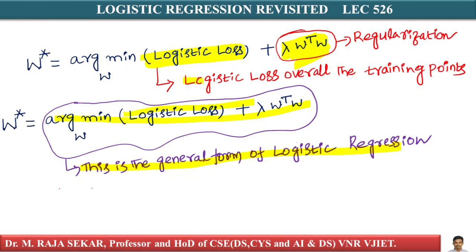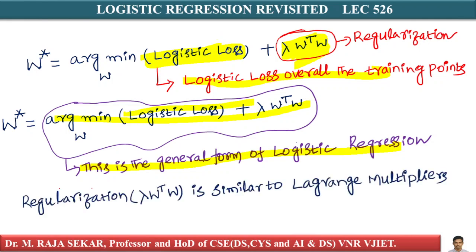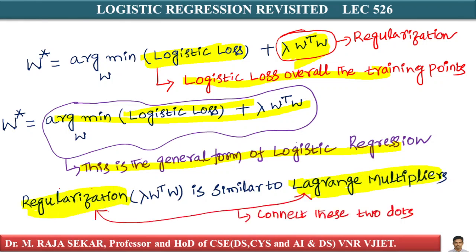This one is logistic loss over all the training points. I will try to give an interpretation wherein your regularization lambda into W transpose W would be exactly similar to your Lagrange's multipliers. Let me repeat this point. Let me try to connect these two dots on how regularization is similar to Lagrange's multipliers in some way.